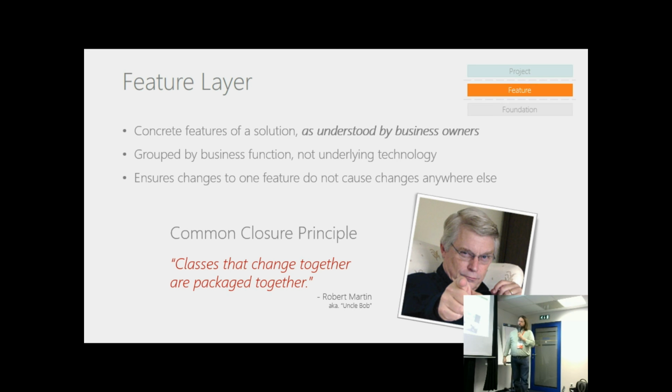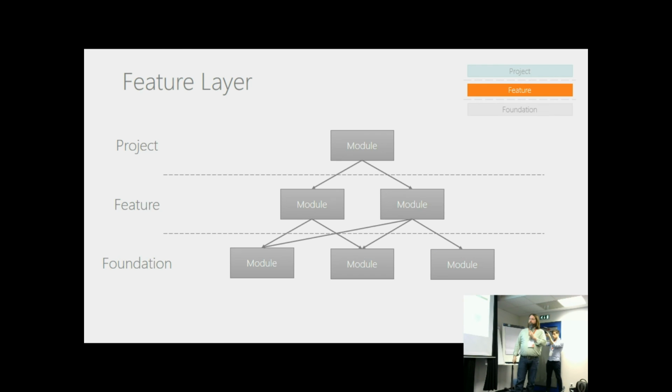And this is where our second principle comes in, the common closure principle, that states that classes that change together are packaged together. So now, if you're packaging things based around business function, you can ensure that a change to the navigation feature isn't going to change account management, for instance. So it's all based on the common closure principle.